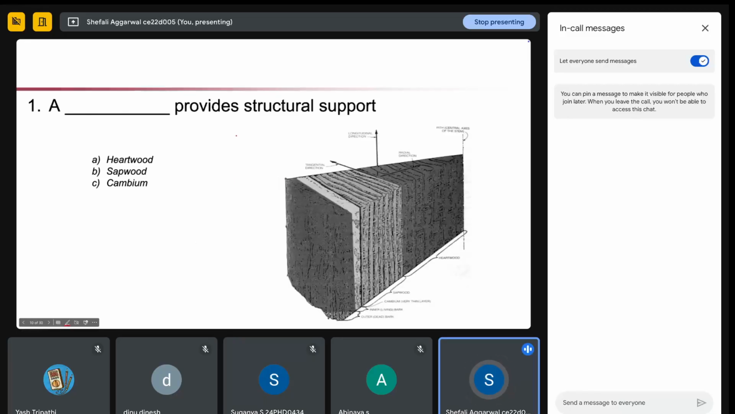First question is, dash provides structure support: heartwood, sapwood or cambium? If you see from this diagram, the heartwood is the oldest part of your tree. It will be very solid and very hard as compared to the sapwood and cambium. Cambium is a very thin layer, it has very high moisture and it is used to make the new layers, and sapwood is the younger wood. So the most solid wood which is providing the structure support will be heartwood.